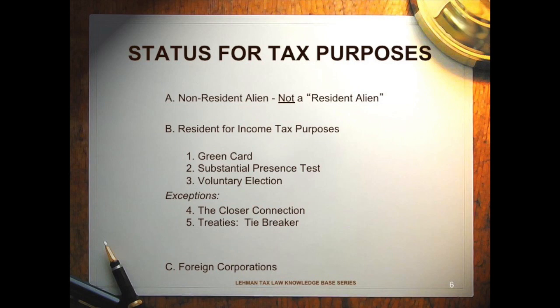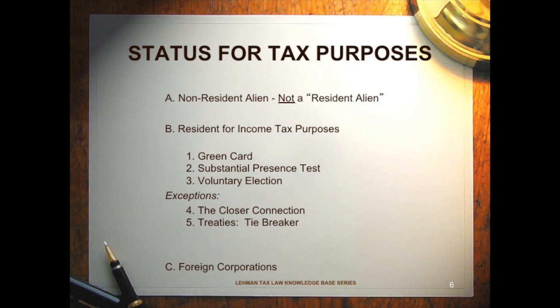Now, we have three categories where non-citizens become resident aliens and can be subject to U.S. tax on their worldwide income. The first one is if they have a permanent residency status, which is also known as the green card. The card that gives you permanent residency status does happen to be a green card, and that's kind of the way it's usually referred to.